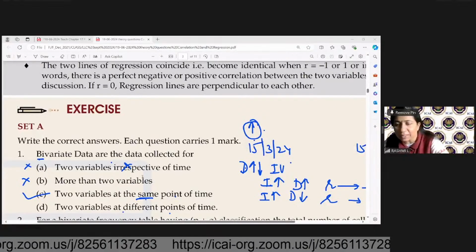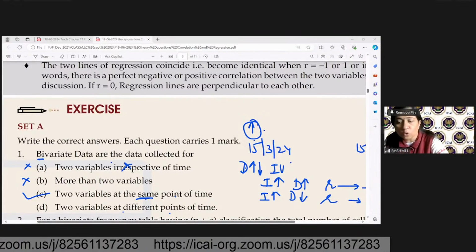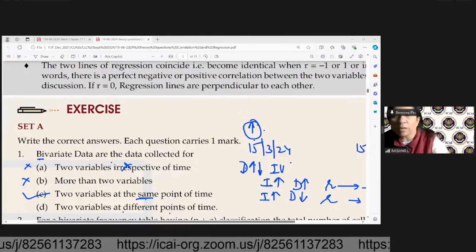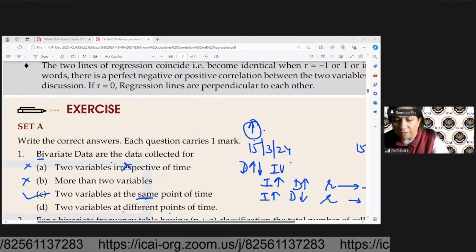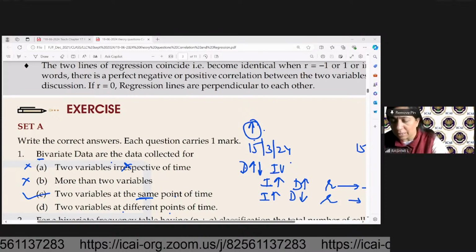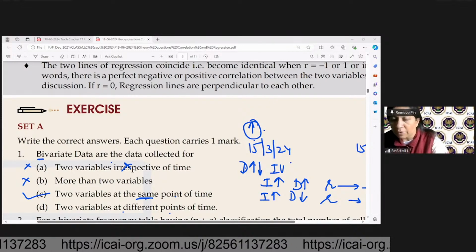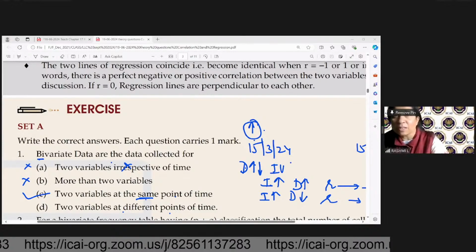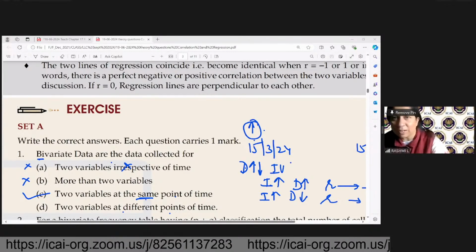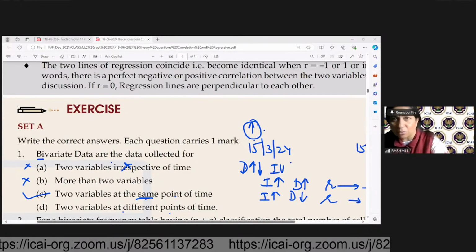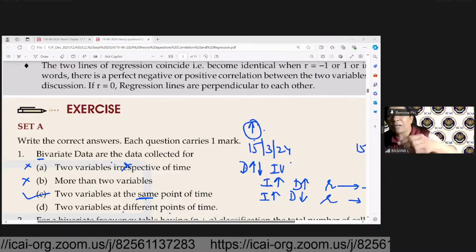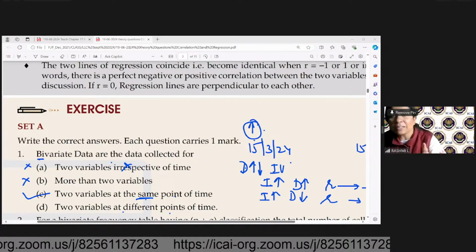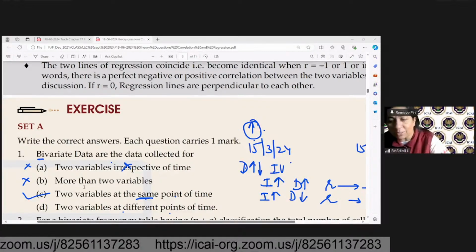Okay, bivariate data are the data collected for two variables irrespective of time. No. Suppose I want to compare prices. If I'm comparing between two commodities, and I want to see impact of inflation, so I will compare the prices just now. If I'm comparing price rise of potatoes for many years, then it is a different thing, but then it is one univariate. Here we are talking of bivariate.